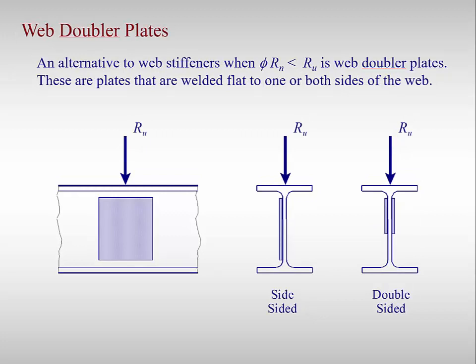A third option, and an alternative to web stiffeners, is the use of web doubler plates that are welded flat to the web of the beam. The doubler plate can be either single-sided or on both sides of the beam web. We will not consider the design of web doubler plates in this course. See section J10.9 for additional information.